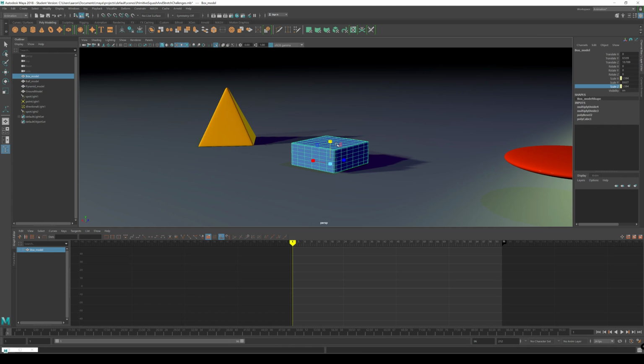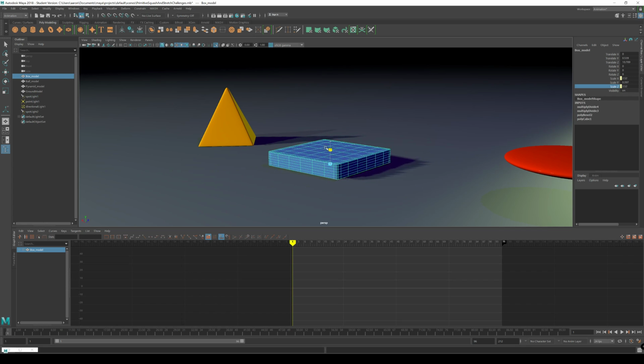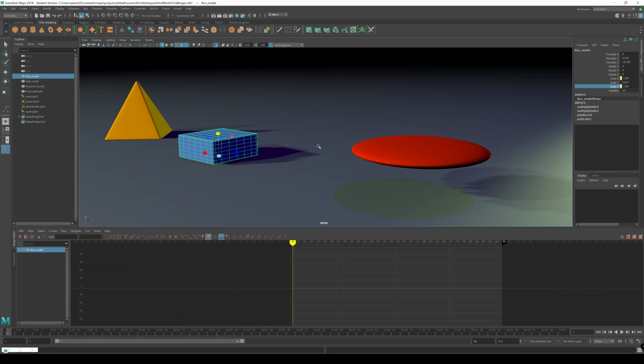Looks like the primitive's broken, or the pyramid's a little broken, but it's alright. So this is what we're going to set up our primitive to do, and you'll want to set this up on each of them.